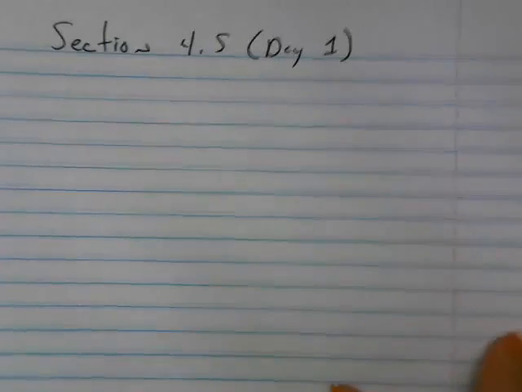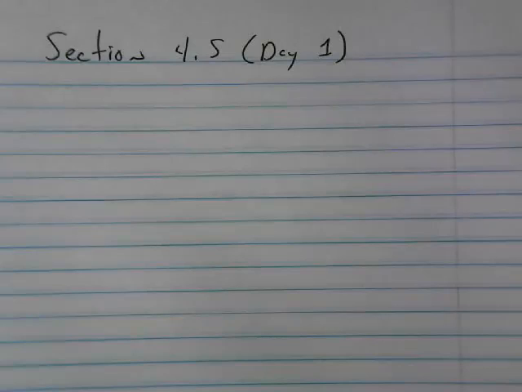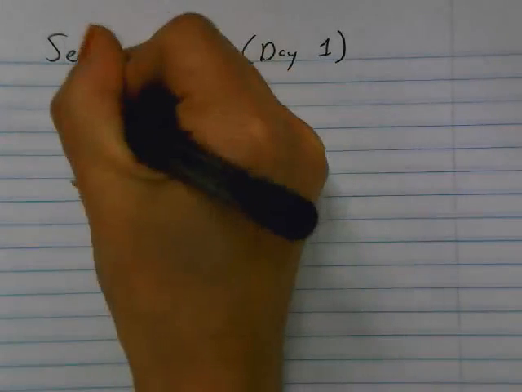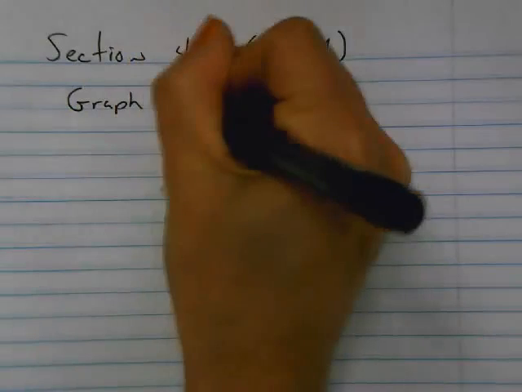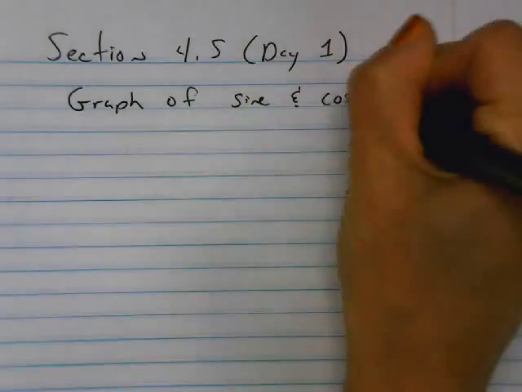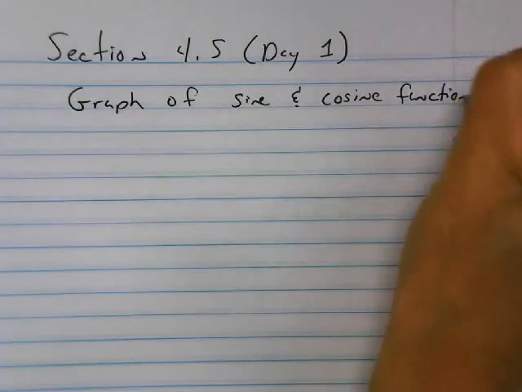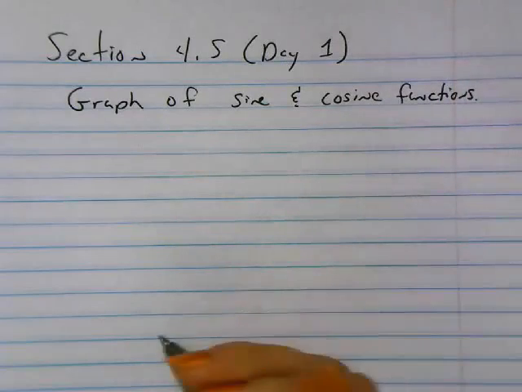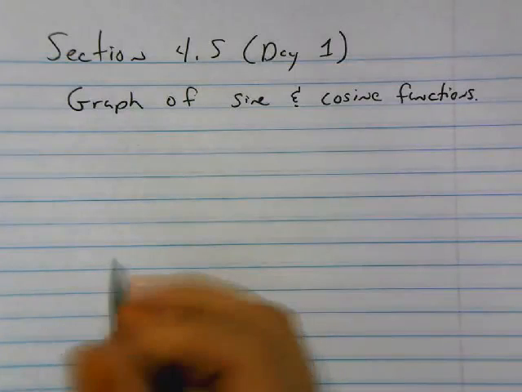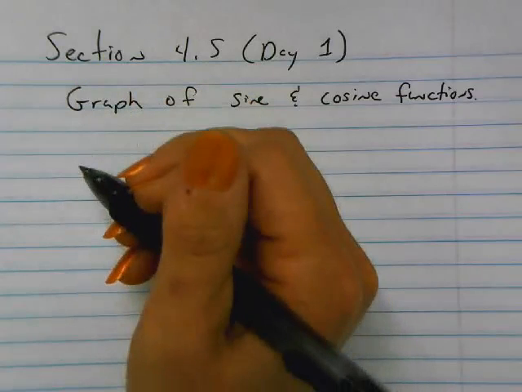Today we're going to look at section 4.5, day 1. We're going to spend 2 days on this section, which covers the graphs of sine and cosine functions. So, where I want us to start is going back to our table.